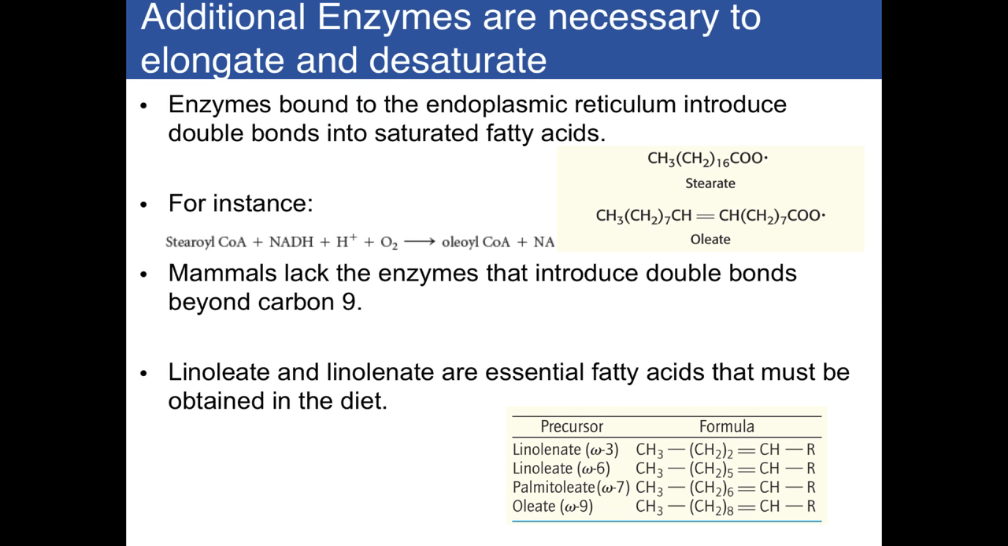If we're going to add a double bond, here's an example. This is the stearate. If we're going to generate this oleoyl-CoA, there's an enzyme. If we go from stearate to oleate, we're going to introduce double bonds into that. They're going to be attached to the endoplasmic reticulum. Mammals have enzymes that introduce double bonds up to carbon 9.